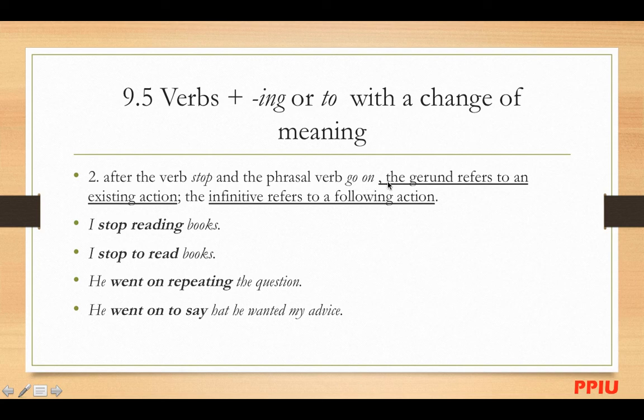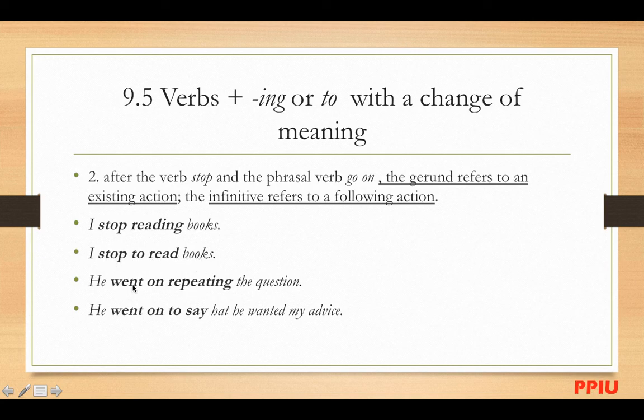And the phrasal verb go on. When we use stop and go on, the gerund refers to an existing action, and the infinitive refers to a following action. You can see the example. I stopped reading books. Here the action refers to an existing action, so you don't read books anymore now. If you say I stopped to read books, you refer to the following action. So you stop doing something in order to read a book.